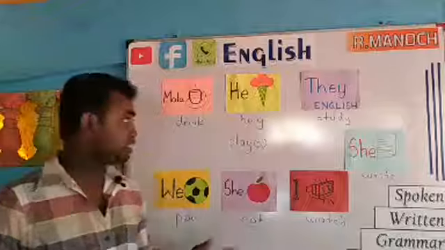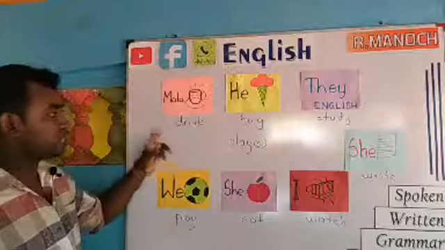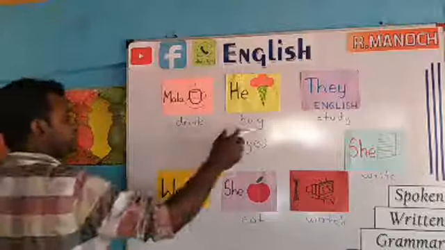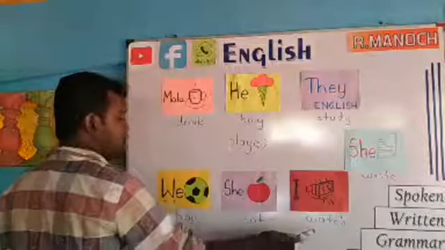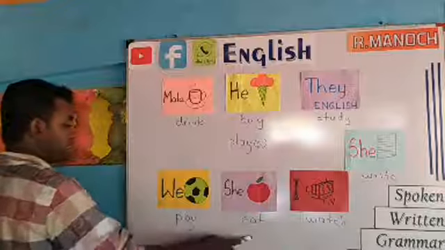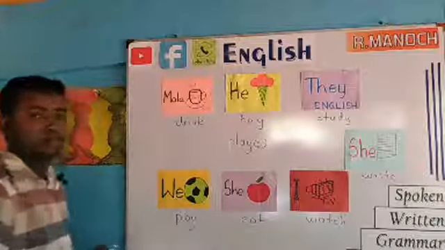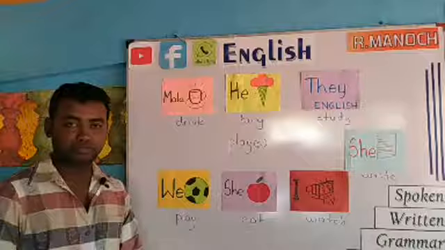So let me repeat it. Mala drinks coffee. He buys an ice cream. They study English. She writes a letter. I watch TV. She eats an apple. And of course we play football.